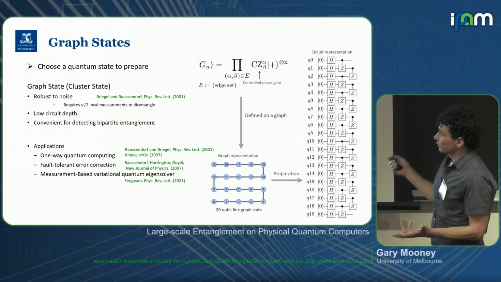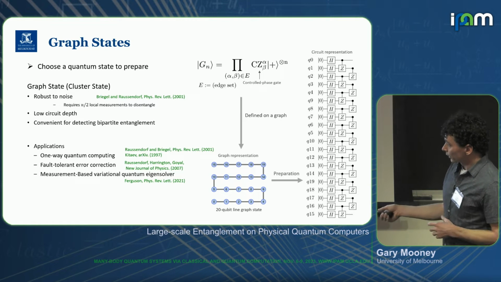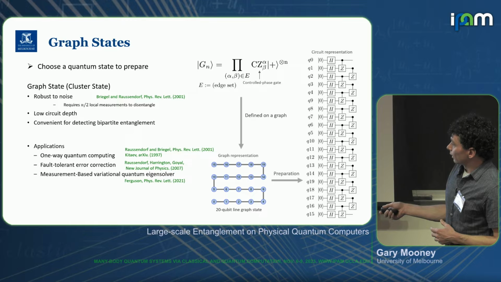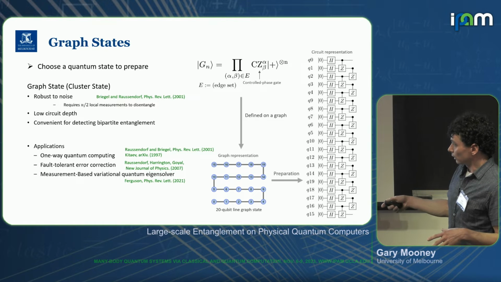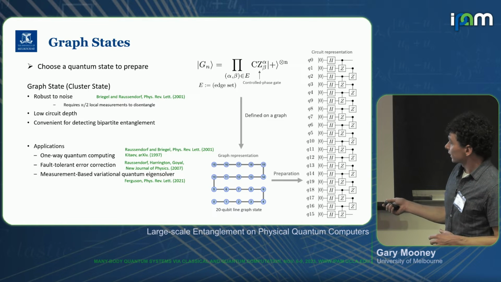Another cool thing about graph states is they're quite useful if you're looking at one-way quantum computing. You prepare them often with fault-tolerant correction, like in surface codes or 3D topological cluster states.